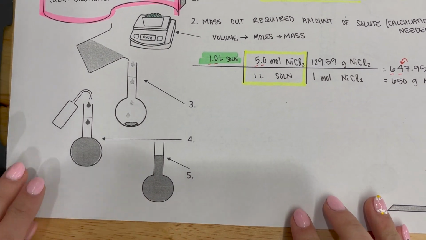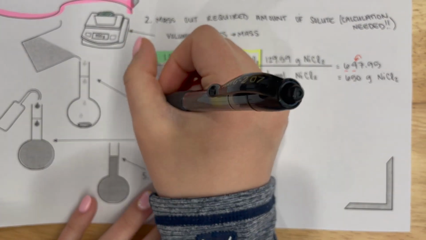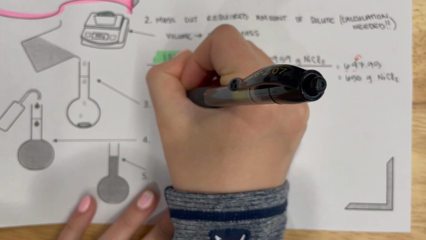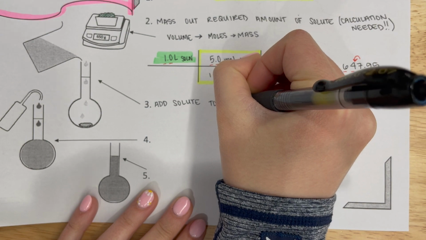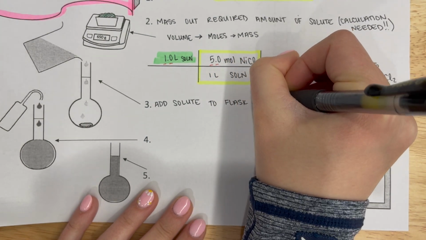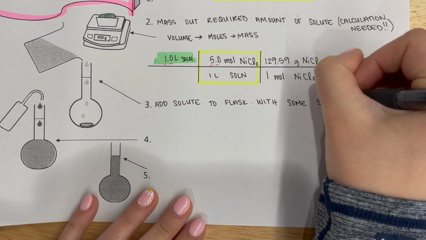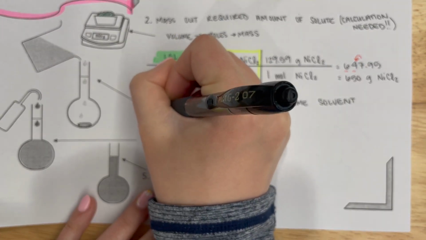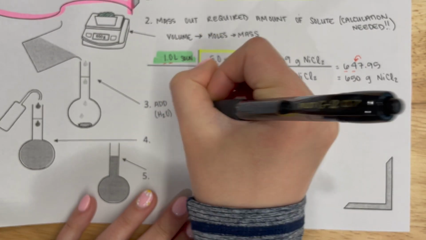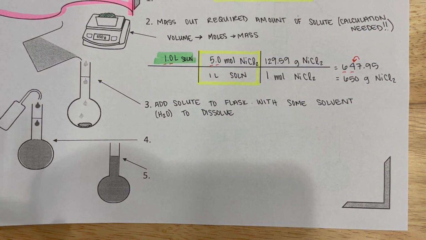And then in step 3, we get to use that nickel 2 chloride. Step 3 is where we're going to add the solute to a flask, and we're going to mix some solvent in. Our solvent is almost always water, and our goal here is just to get this to dissolve. So add your solute to the flask with some solvent, which is water, to dissolve it.